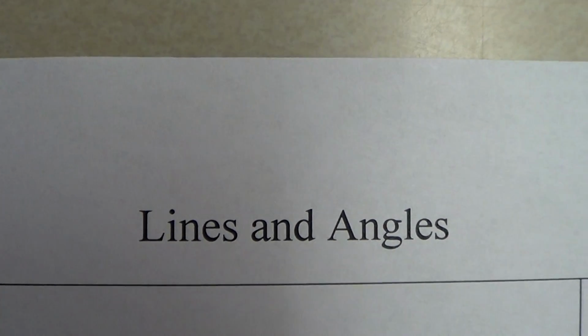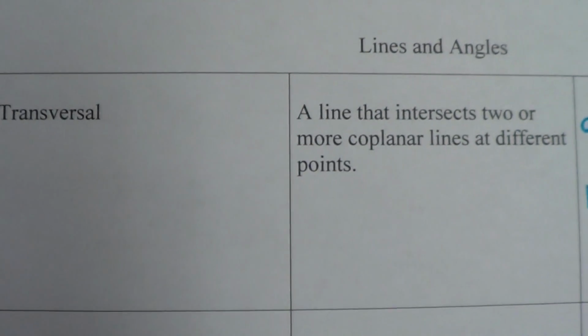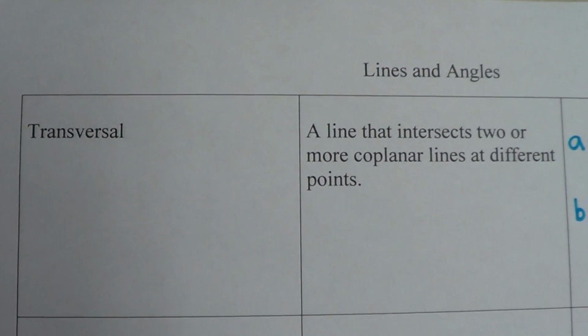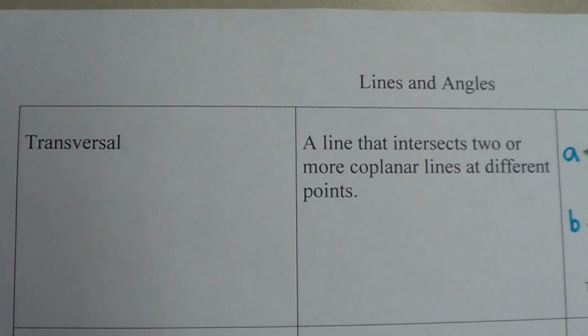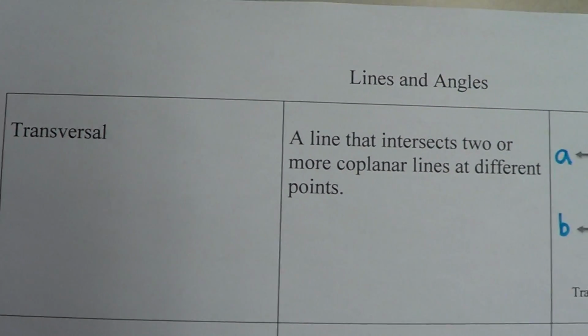Alright guys, so we're doing vocabulary for chapter 3. This is 3.1, lines and angles. And the first thing we're going to talk about is a transversal. A transversal is a line that intersects two or more coplanar lines at different points.